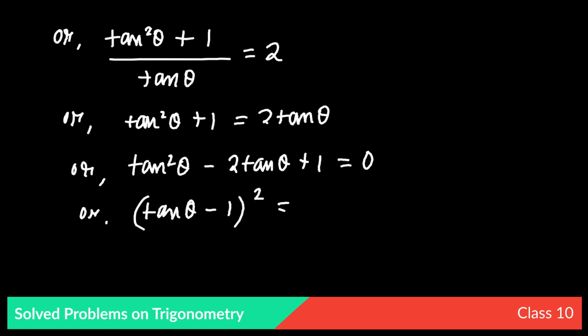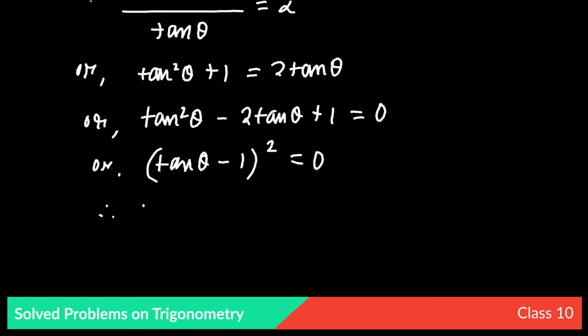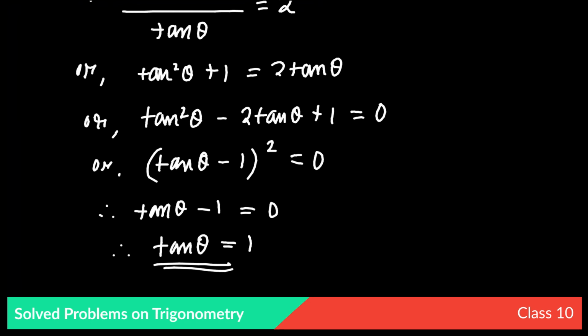Now something's whole square equal to 0 means that that term is individually 0. So from this we can write that tan theta minus 1 equals 0. So from this we can write that tan theta equals what? 1. Tan theta is 1.